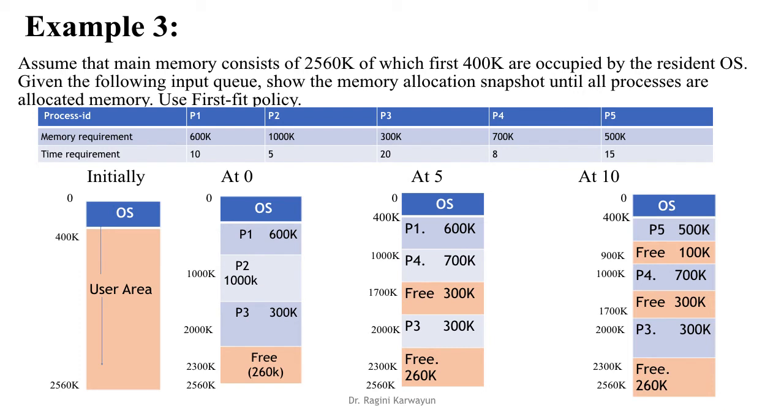Now we are using the first fit policy, and it has given a list of processes P1 to P5, where each process has a memory requirement and a time requirement. That means P1 needs 10 units of time in memory to complete its execution. P2 needs 5 units of time. P3 needs 20 units of time, and so on. So you have to show the memory allocation snapshot until all processes are allocated. First fit policy is being used.